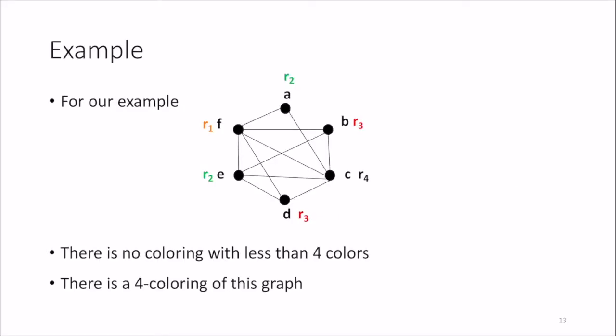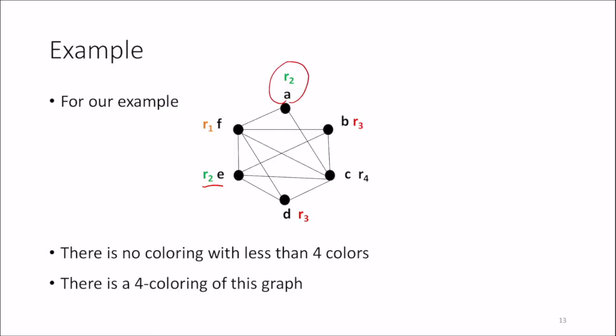So let's take this example that we saw before, and it turns out that it is 4-colorable. So if you have 4 registers, you can assign a register to each node in this graph. Each one is going to be using that register and sharing that register sometimes with other nodes because they are not alive at the same time. So for example, E is assigned to R2 and A is assigned to R2 as well.